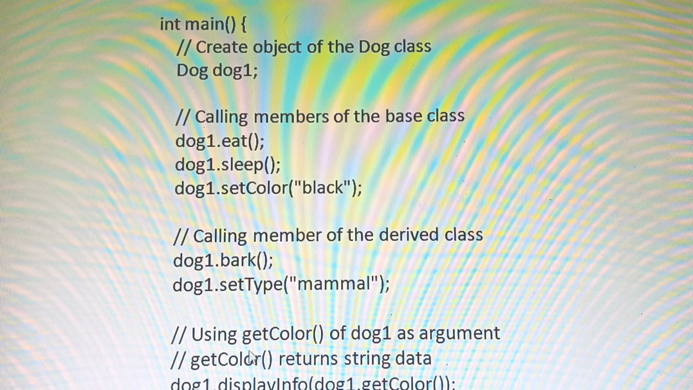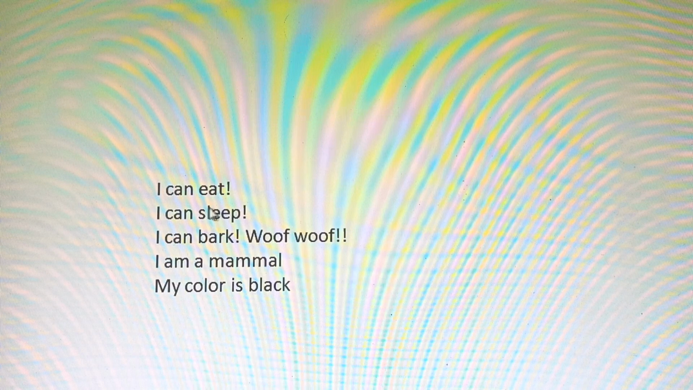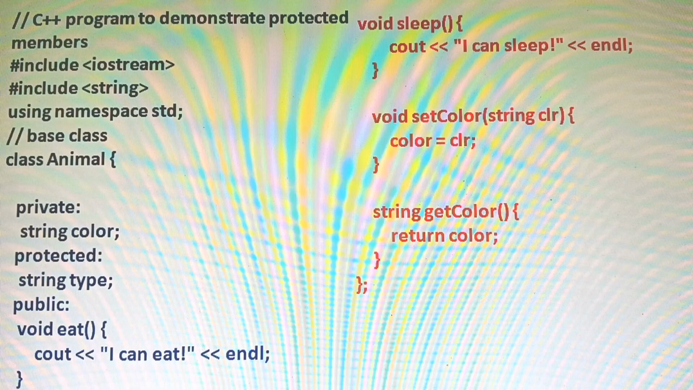Using get color of dog1, get color returns string data. This is the display information of dog1 dot get color. See what result you will get. See, dog1: I can eat, I can sleep, I can bark, and I am a Mom. This is a passed value. Mom, and my color is black. After the above program, we have used two passed values, one for set color and one for set type.